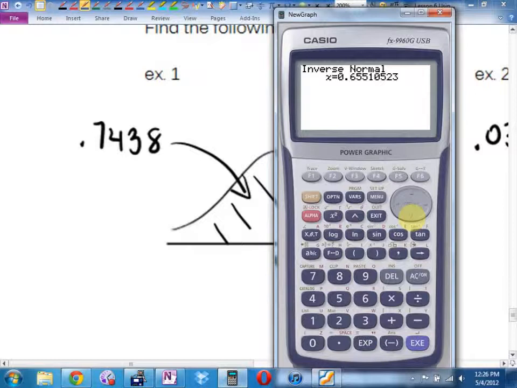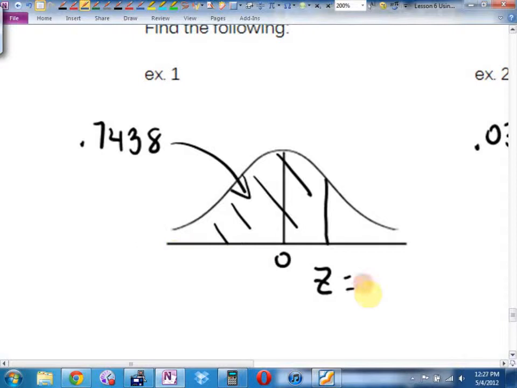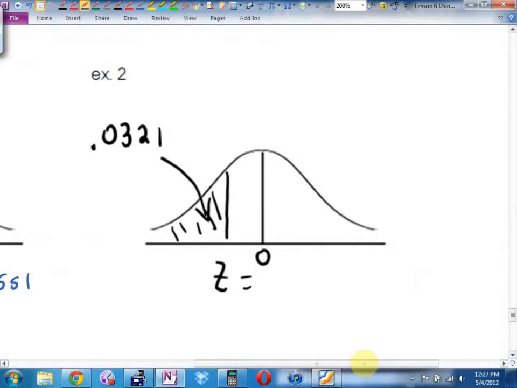Did I say the z-score was somewhere between 0.65 and 0.66? Well, that's what it really is, exactly. Write that down. Z equals 0.6551. INV norm. Copy down example 2 and see if you can find the z-score for example 2 using INV norm.